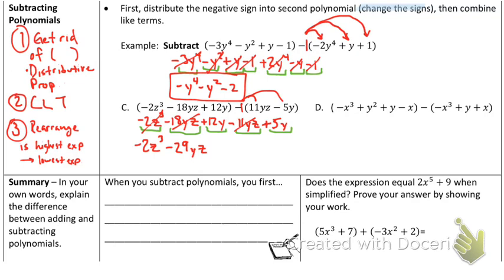Oops. I want red. So positive 17y. Gone. Gone. And we do have the correct order. So step 3, we do not have to rearrange. This will be our final answer.